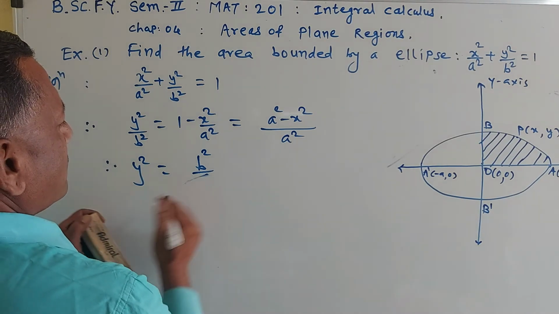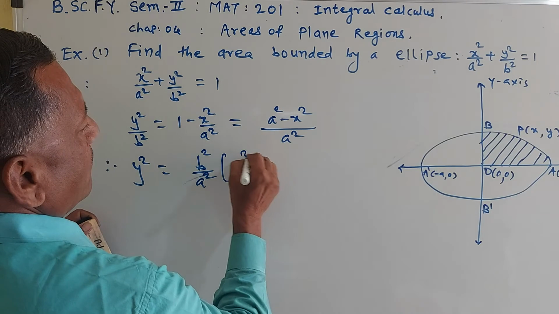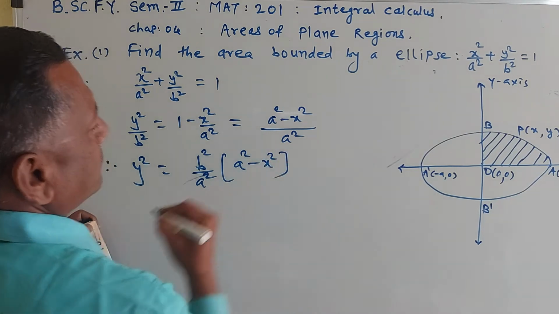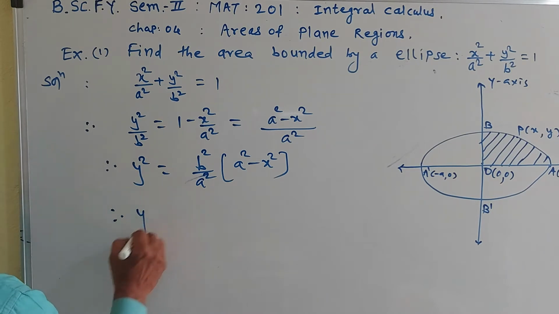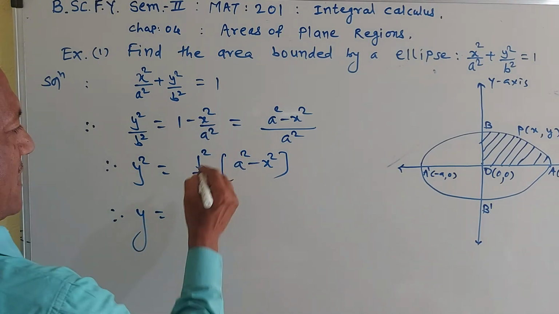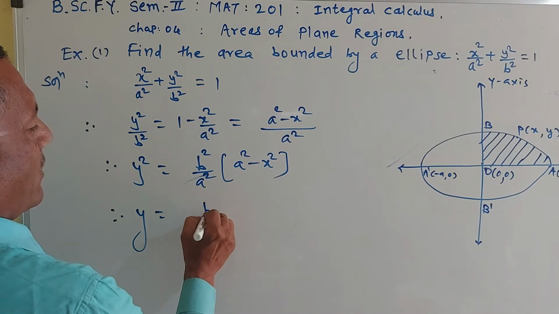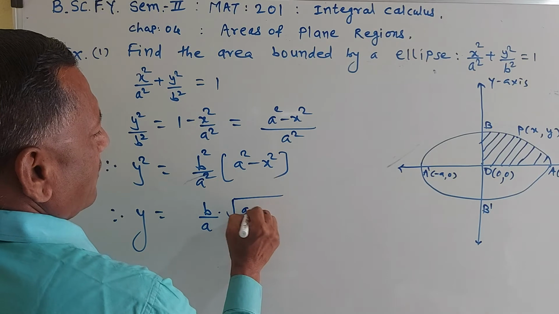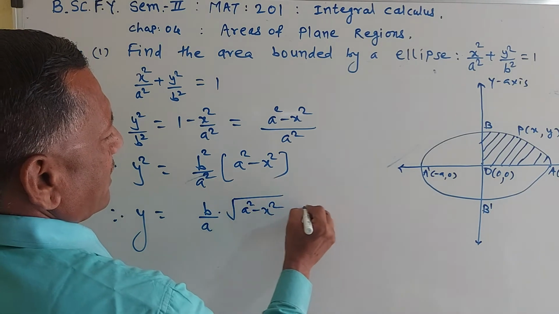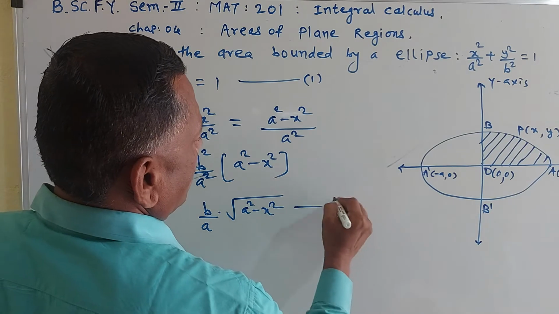into (a squared minus x squared). Therefore, what is the value of y? y is equal to the square root of this. The square root of b squared upon a squared means b upon a into the square root of a squared minus x squared. So this is the equation of the ellipse, number 1. Suppose this is number 2.